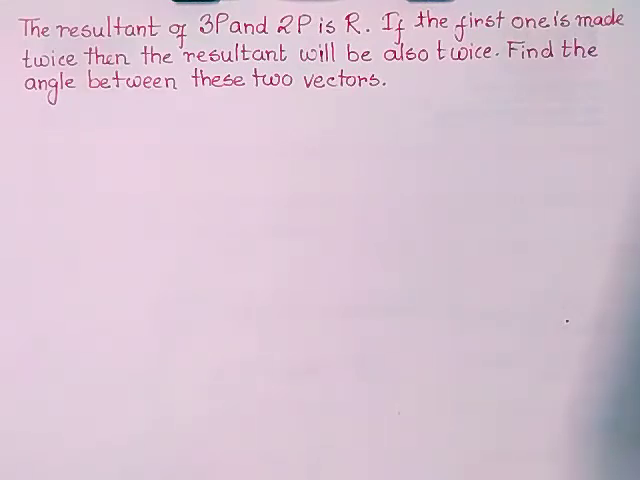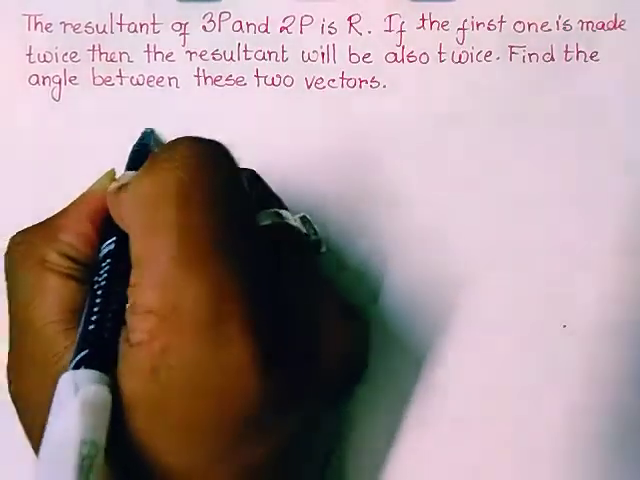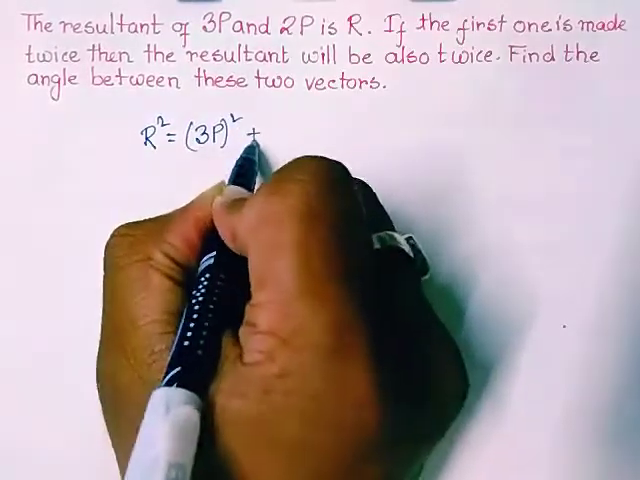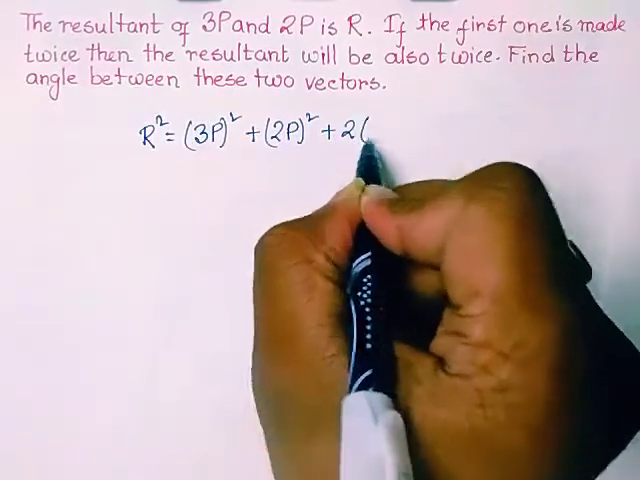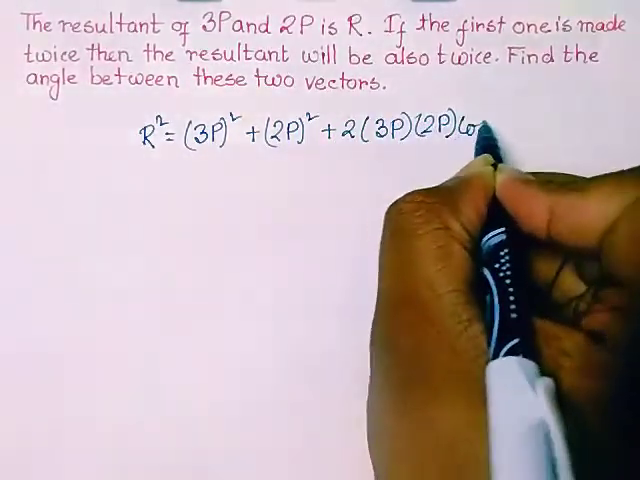Okay, so the resultant of 3p and 2p is r, and obviously there is an angle between 3p and 2p, so 3p and 2p are not parallel. So if 3p and 2p are the two vectors and the resultant of them is r, then r square equals 3p whole square plus 2p whole square plus 2 into 3p into 2p into cos theta.